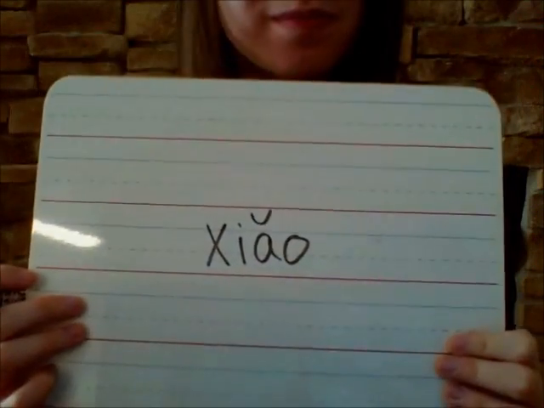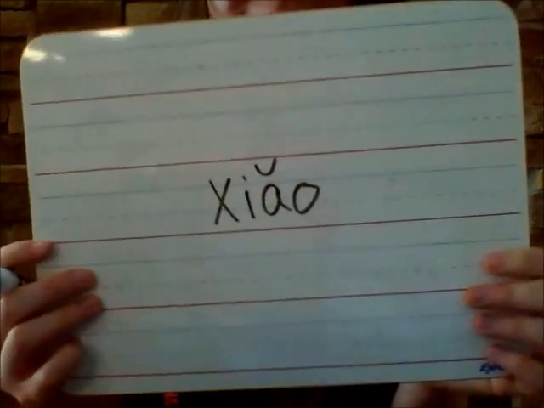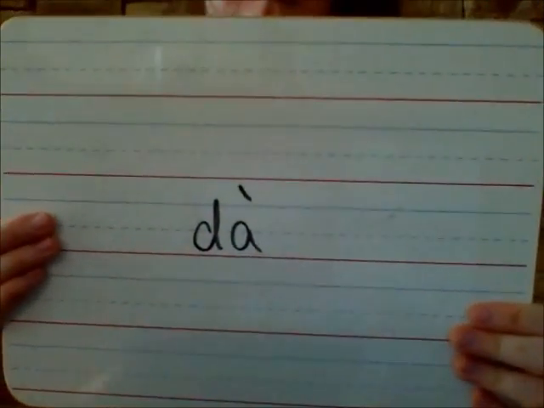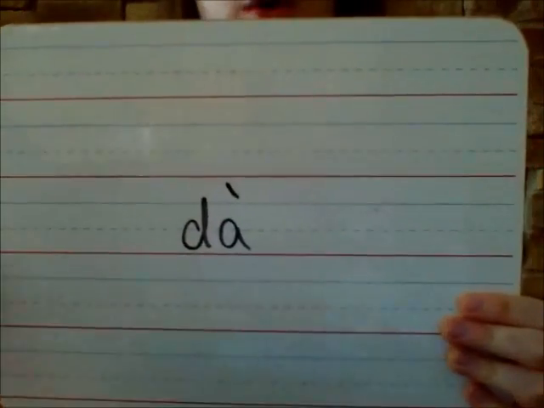Xiao means little, small. Xiao. And opposite, da. Da means big. 这是很大狗. Next, I'm going to teach you some members of the family.